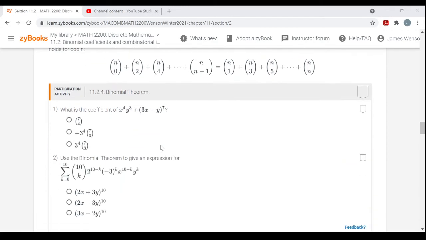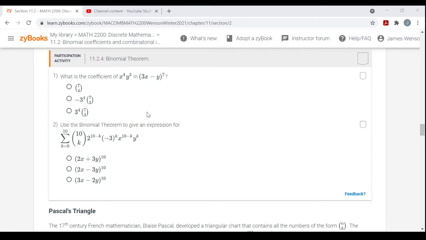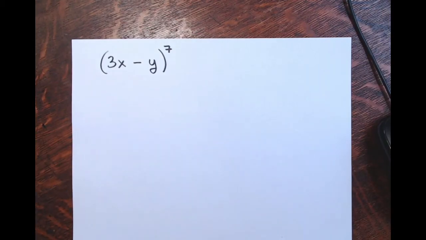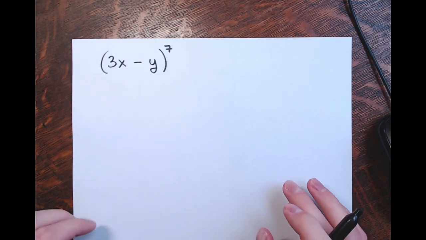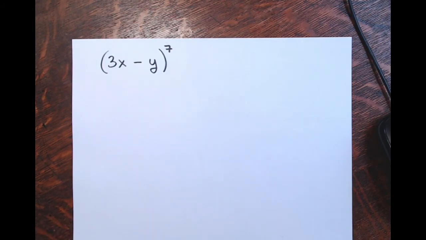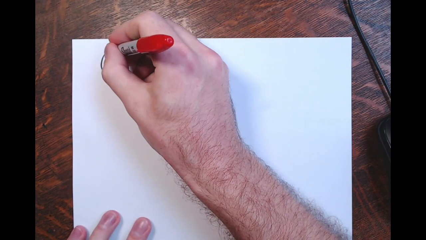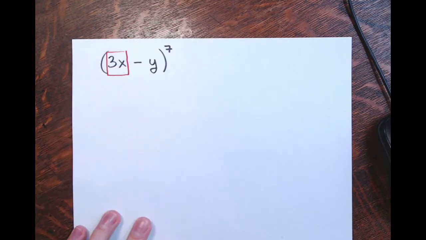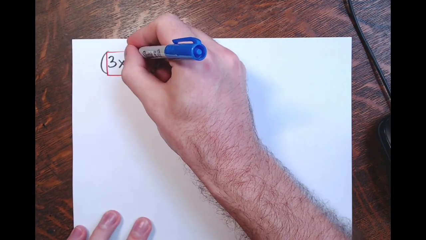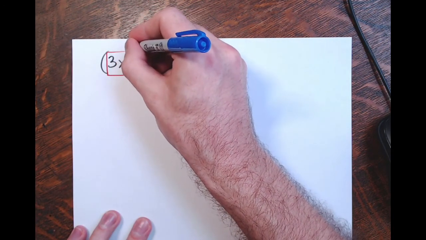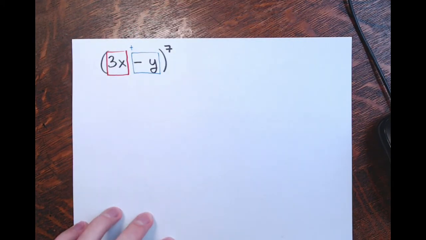All right. So let me do another one, like I did earlier with the binomial coefficients. What is the coefficient of x to the 4th y cubed in this binomial, 3x minus y to the 7th power? Okay, so here it is, 3x minus y to the 7th power. Like I said, it's a binomial, so what are these terms? Well, one of them is 3x, and the other one is negative y. Don't forget, subtracting is just adding the opposite. So it's 3x plus negative y.